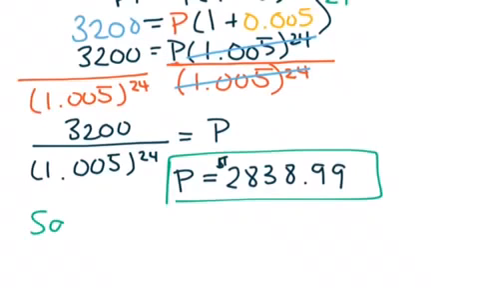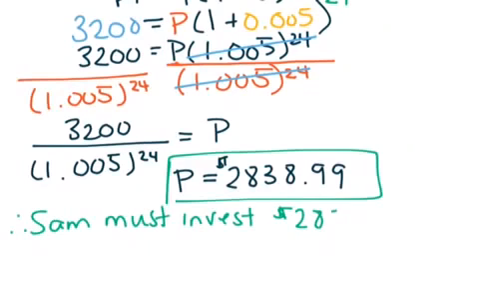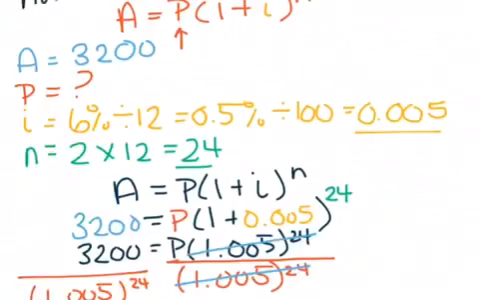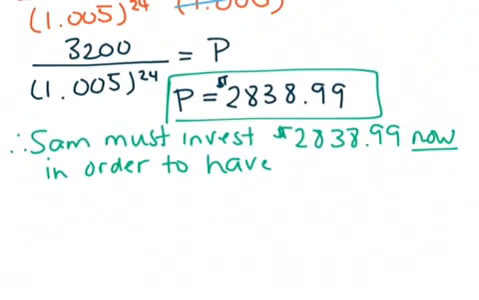So Sam, we'll put a little therefore symbol, therefore, Sam must invest $2,838.99 now in order to have $3,200 before college.